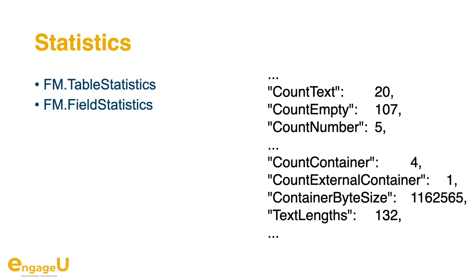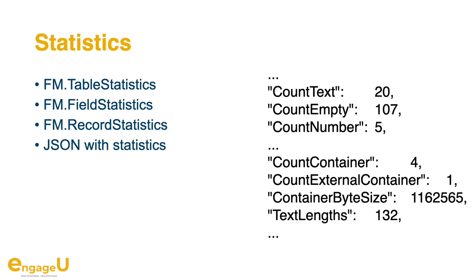We also got a function to check this for field statistics, so you have one field in a table you like to get the size of, or you may want to get the size of a record, so this function actually is three functions. So it may help you to know which table is big. You get back a JSON, so you can automatically look up the values.